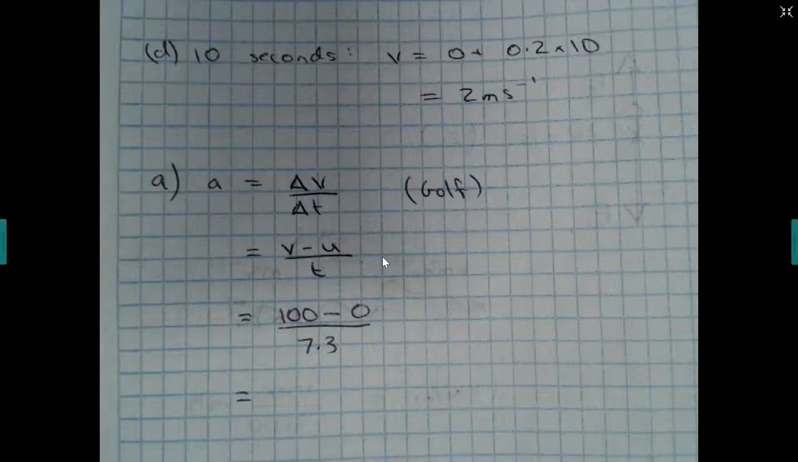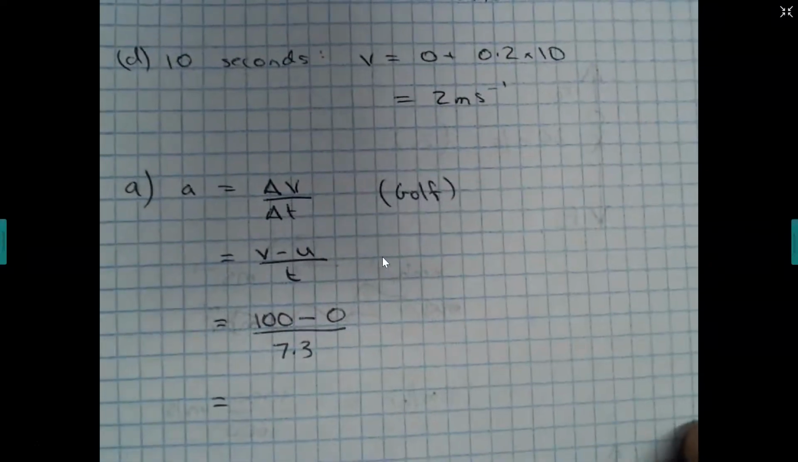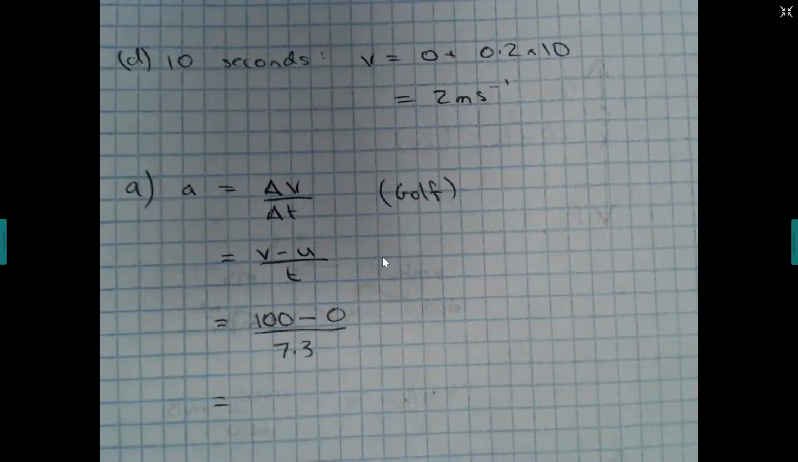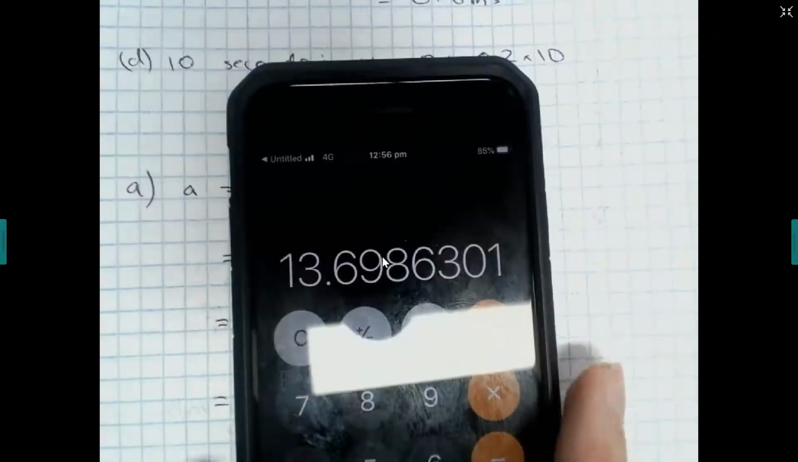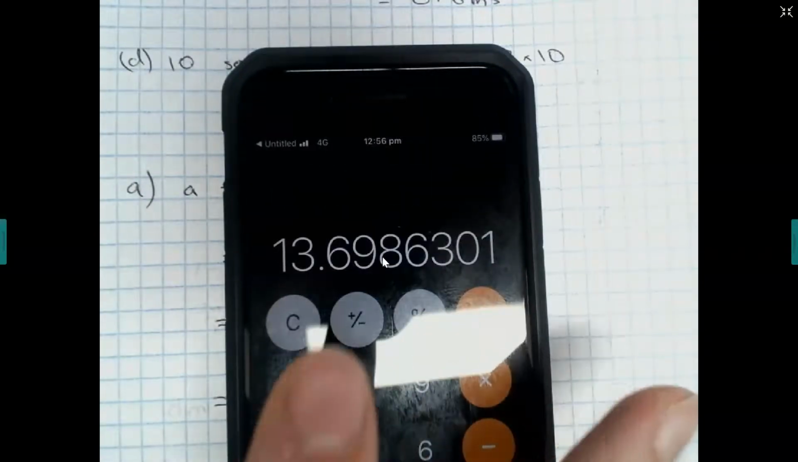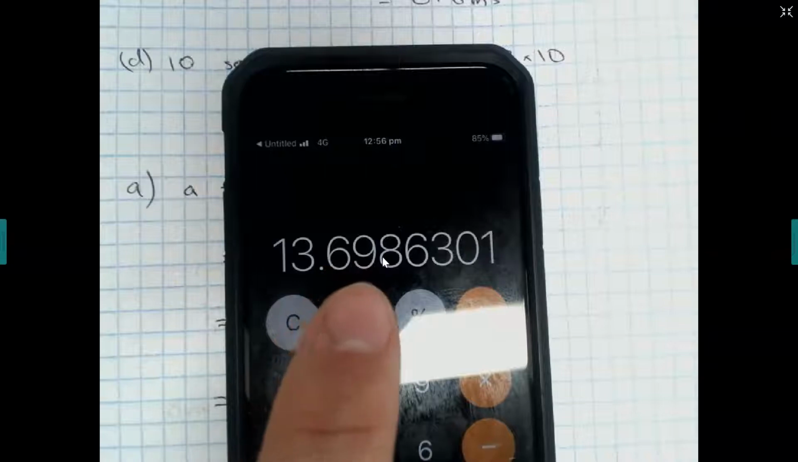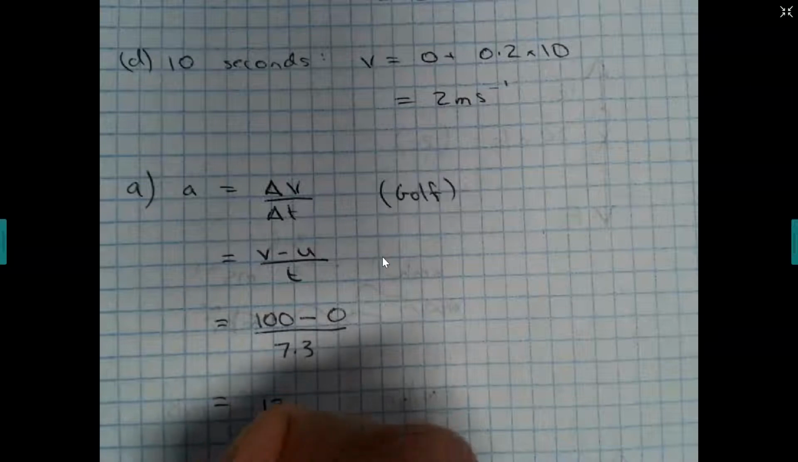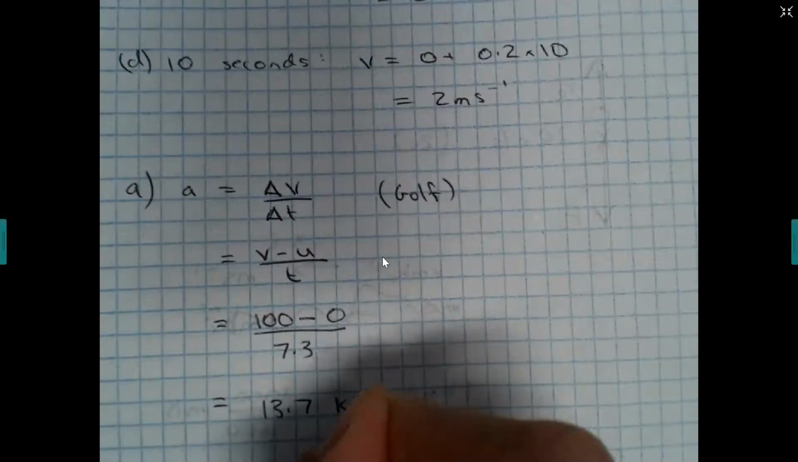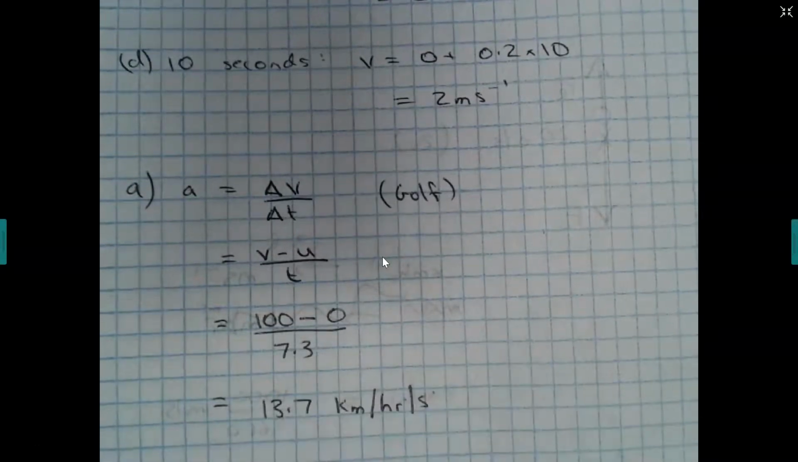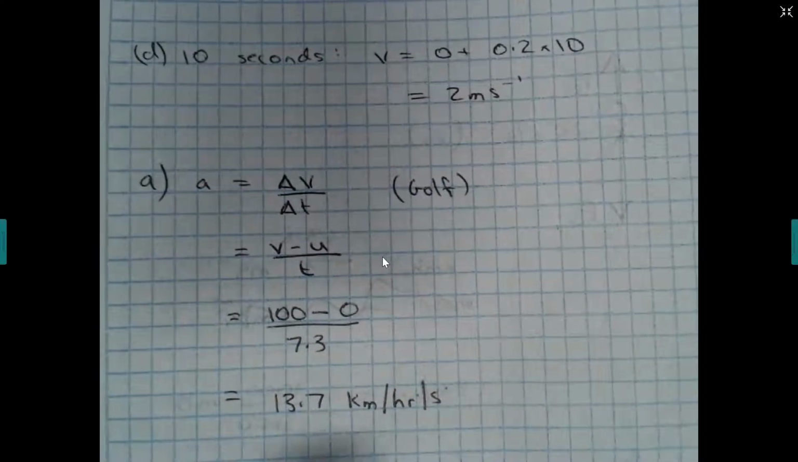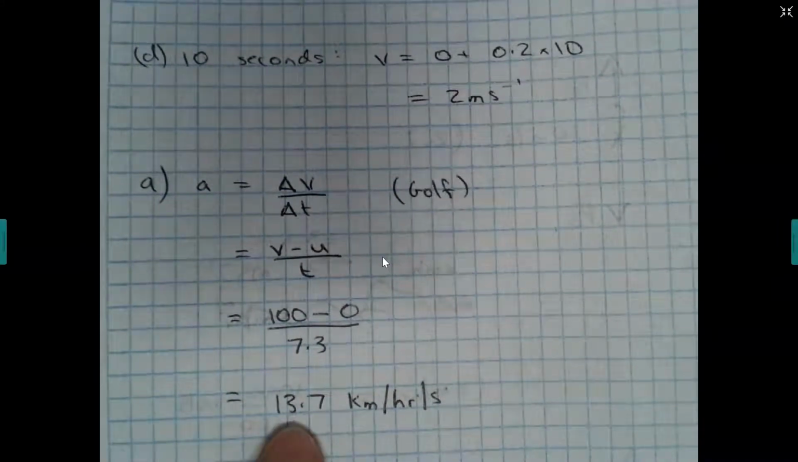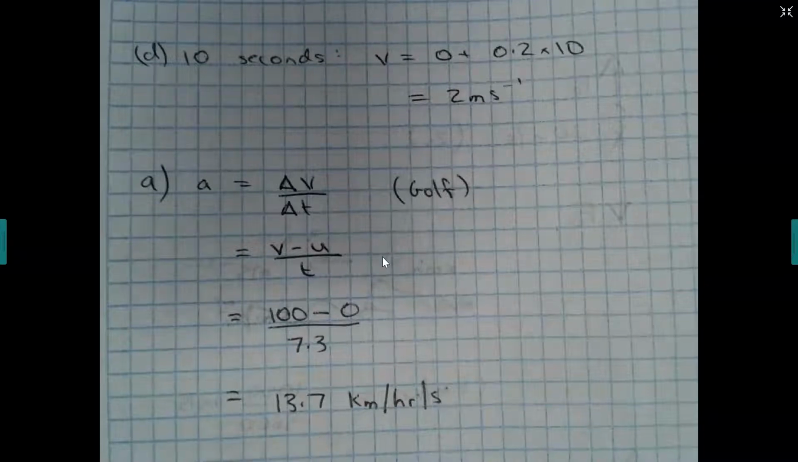so we don't have to do any conversions there, we just have to go 100 divided by 7.3, and how many decimal places did they want it to? Just 1, so it comes out as 13.6986, so to 1 decimal place we have to round the 6 up to a 7, so it'll be 13.7 kilometers per hour per second. So each second it accelerates by a rate of 13.7 kilometers per hour.